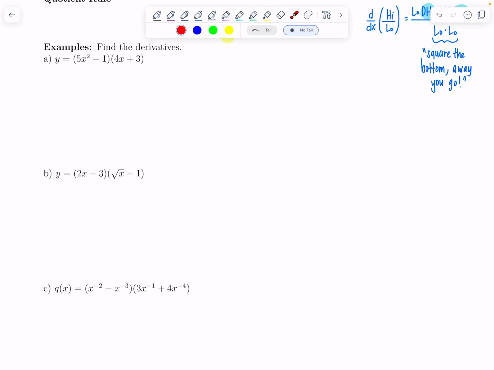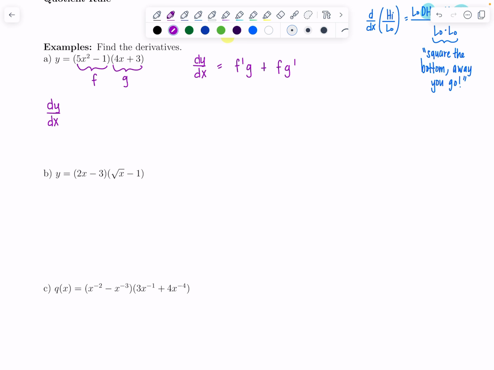Here we go. Why don't we label the functions just to help you out? This is f, and this is g. Okay, so we're trying to find dy dx, and I'll just write the product rule again up here. It's f prime g plus fg prime. They take turns. So here we go.